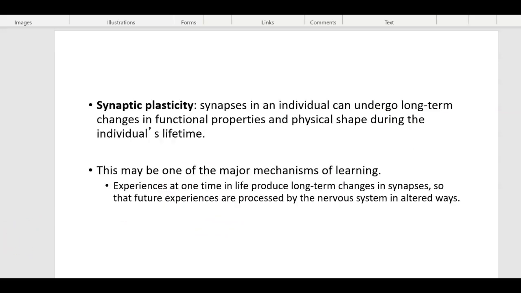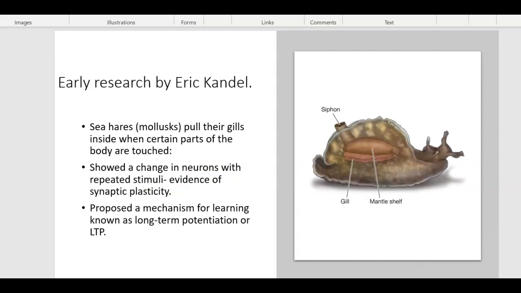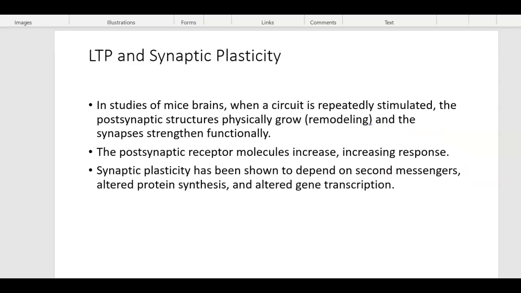Plasticity is what happens at the synaptic level. It means change. It means the neurons are changing in some way. They're physically getting remodeled. We're getting more neurotransmitter or some change in that neuron which makes it more functional, more responsive, more capable. And that might be one of the major mechanisms involved with how we learn. Here's a little bit of research that Eric Kandel did on that same topic. I'll get into that with you guys later.